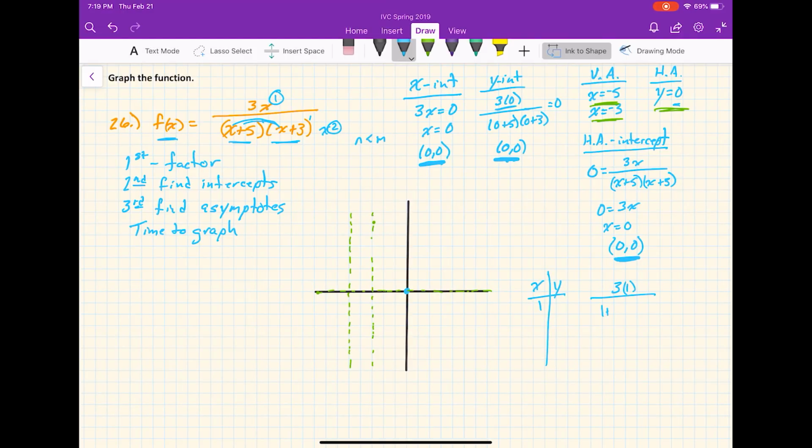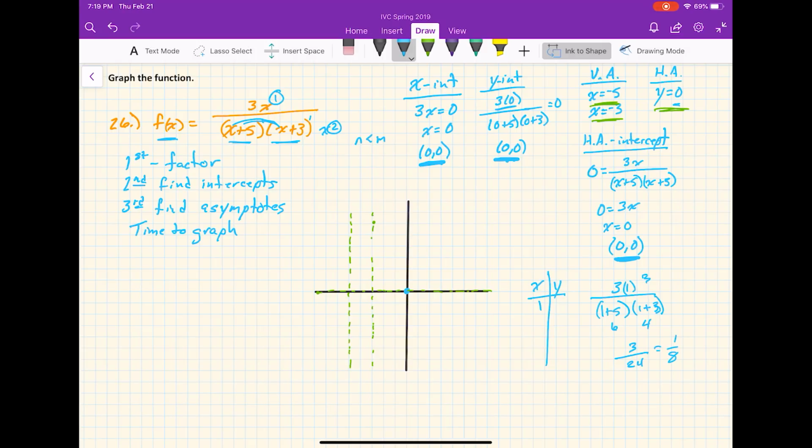So 3 times 1, and then 1 plus 5, and 1 plus 3. This thing is really lagging now. On the bottom I get 6, and I get 4, so that's 24. So it's 3 over 24.